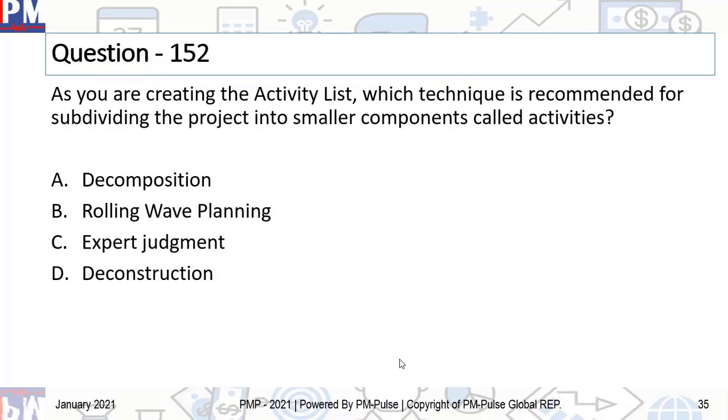All righty. Let's move on to question number 152. As you are creating the activity list, which technique is recommended for subdividing the project into smaller components called activities? A. Decomposition. B. Rolling wave planning. C. Expert judgment. And D. Deconstruction.